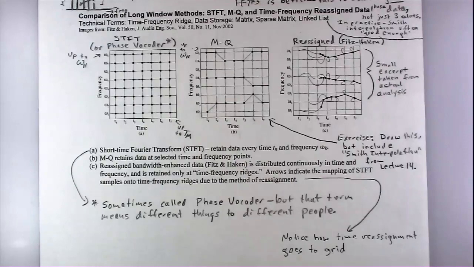What else can I say? Oh yes, exercise here. Draw this, but include Smith's interpolation. How would the Smith interpolation change this graph? Right here we have these arrows that reassign time way over here and frequency way over here. Well, what would happen over here? You actually could do that because you have the frequency reassignment here. Although the Smith interpolation doesn't do time reassignment, right? It just gets you better frequency. But as I said before, it usually matches pretty well.